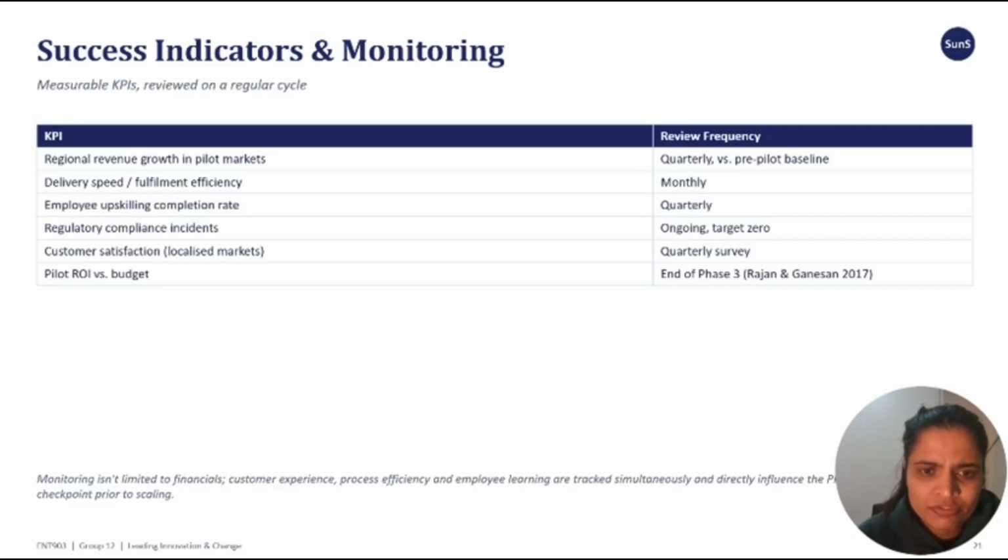fulfillment efficiency monthly, employee upskilling completion quarterly, regulatory compliance incidents on an ongoing basis with the target of zero, customer satisfaction through quarterly surveys, and pilot ROI against budget at the end of phase 3. Importantly, we don't rely on financial metrics alone. Customer experience, process efficiency, and workforce learning are tracked together, and all of this feeds directly into the phase 3 evaluate and adjust checkpoint before any decision to scale further.